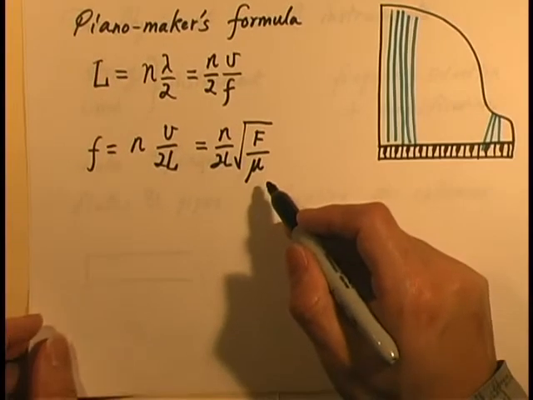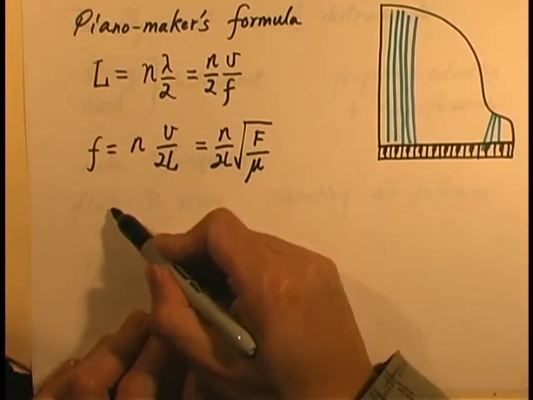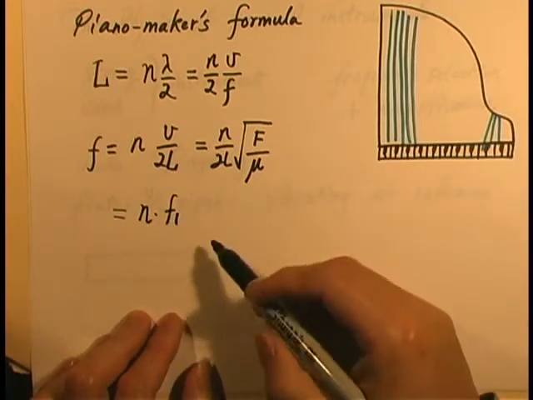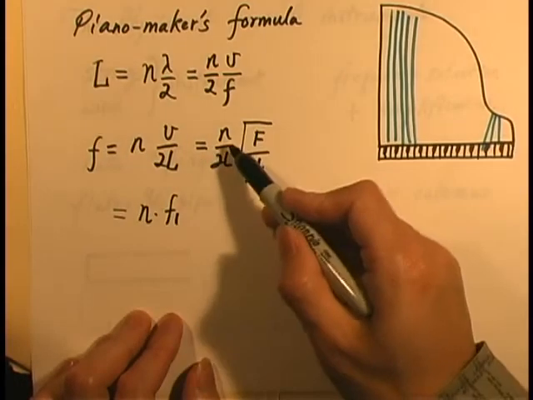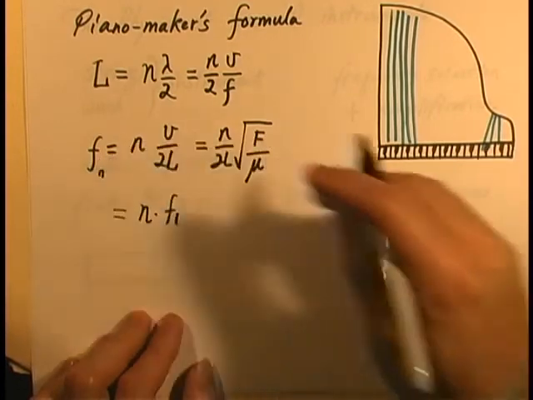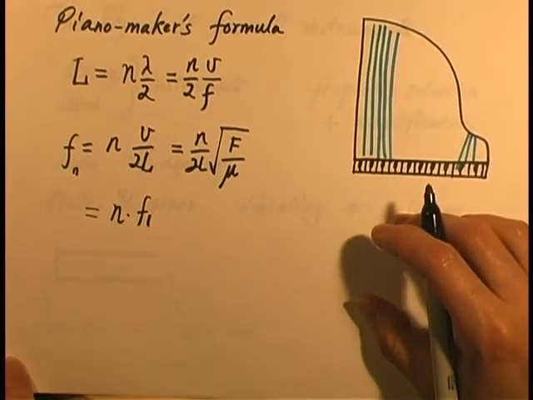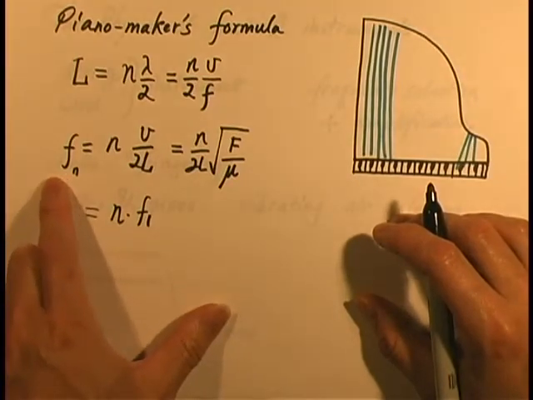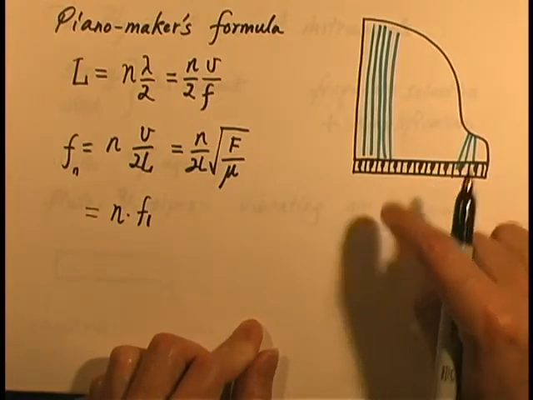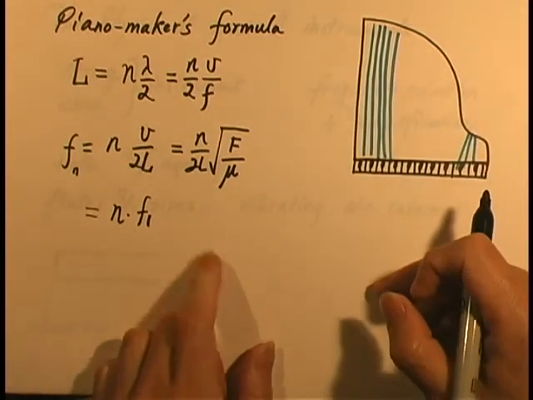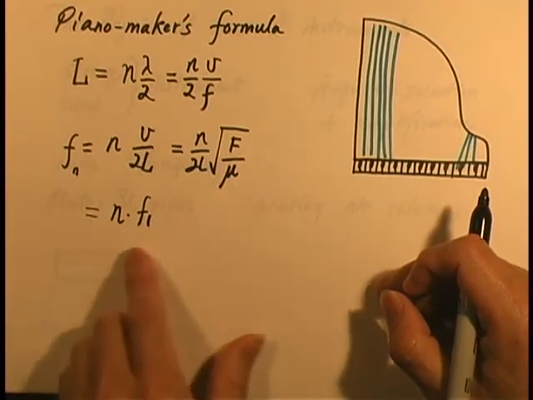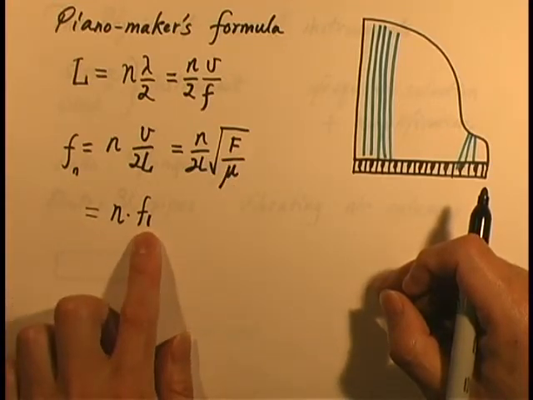Now I can write this down as N times F1. What's F1? F1 is the value for F when N equals 1. As a matter of fact, let me use a subscript N here because this indicates there are a series of frequencies, F1, F2, F3, F4, that can be heard as the string vibrates. Here's a string of length L with tension F and linear mass density mu. So Fn equals N times F1.